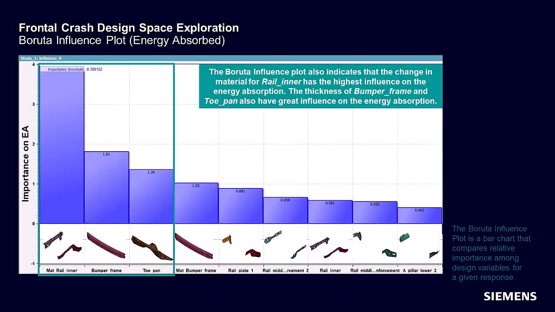The Boruta influence plot also indicates that the change in material for rail inner has the highest influence on the energy absorption. The thickness of bumper frame and toe pan also have great influence on the energy absorption as well.